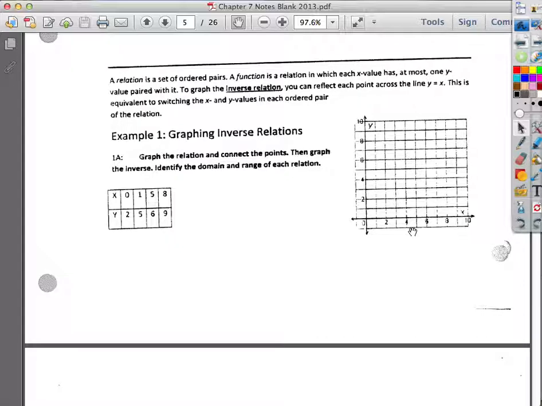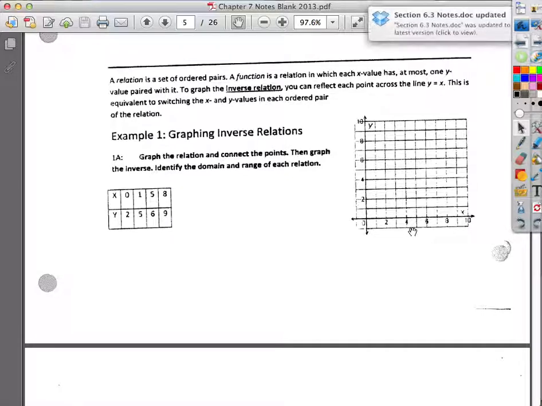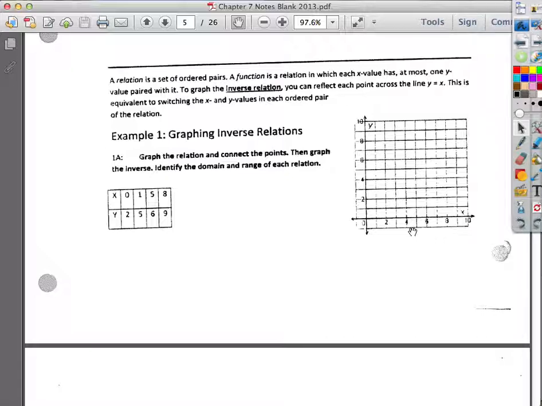Let's talk. A relation, hopefully as you remember, is a set of ordered pairs. A function is a relation in which each x value has at most one y value paired with it. Remember, graphically, think of the vertical line test. To graph the inverse relation, you can reflect each point across the line y equals x. So there's a bit of symmetry going on there. This is equivalent to switching, underline that right there.